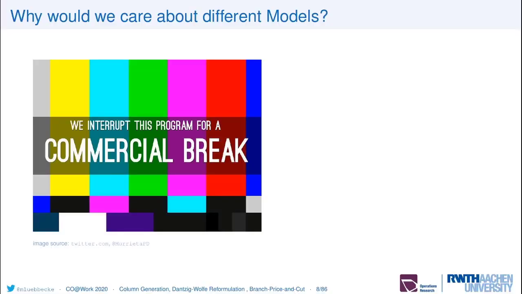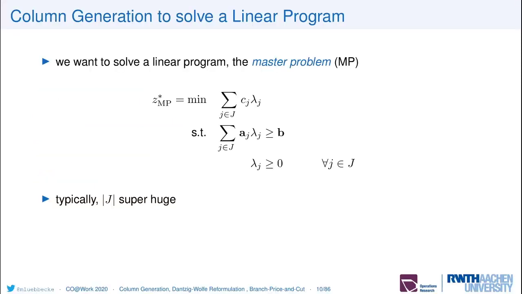Now you have seen it can make a huge difference in computation time when you use different models for the same problem. And you may now ask, okay, how is this possible that there are such huge differences in computation time? And if you're interested in that, stay with me. This is why we're here. So this is our agenda: some column generation, some Dantzig-Wolfe reformulation, and some branch and price. Let's start with column generation.